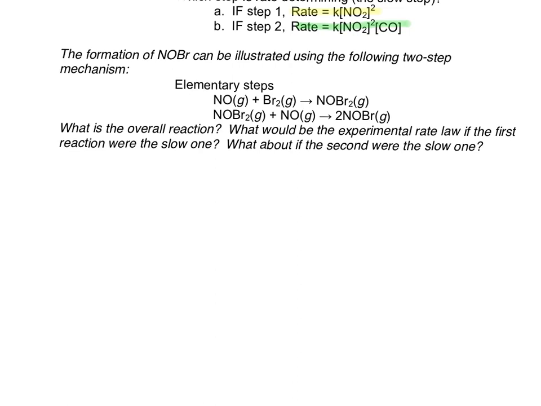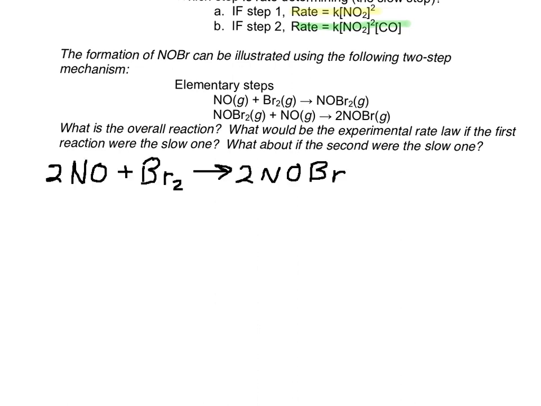So to figure out your overall reaction, you're just going to add these two together. Notice NOBr2 is your intermediate, so it's not a part of your overall reaction. And so if we work this out, we get this reaction right here. And one way you can possibly check yourself is make sure that the reaction you come up with balances. If it does, then you might be right. If it doesn't, you're definitely not right. You need to go back and fix it.